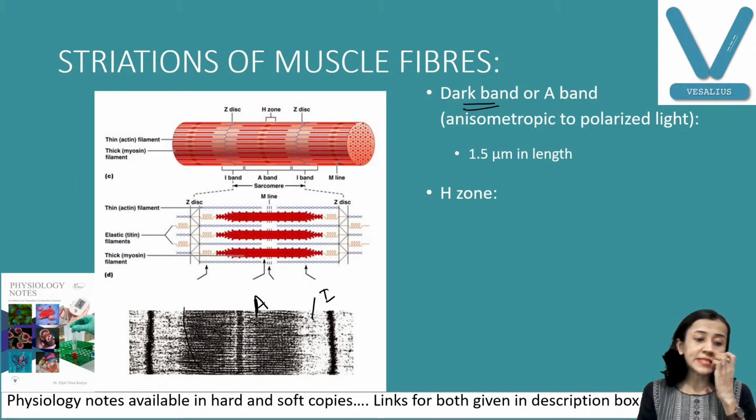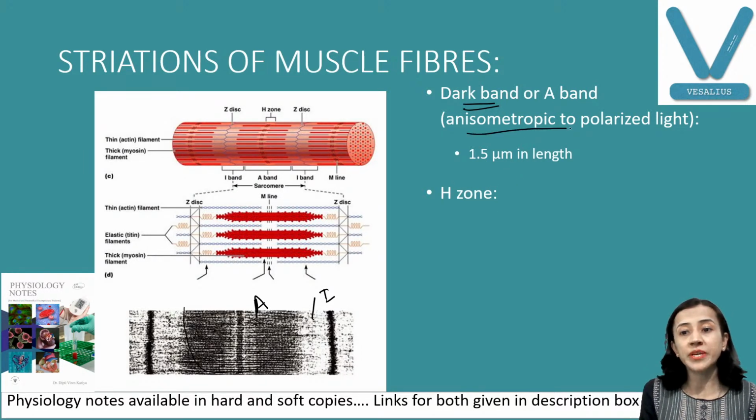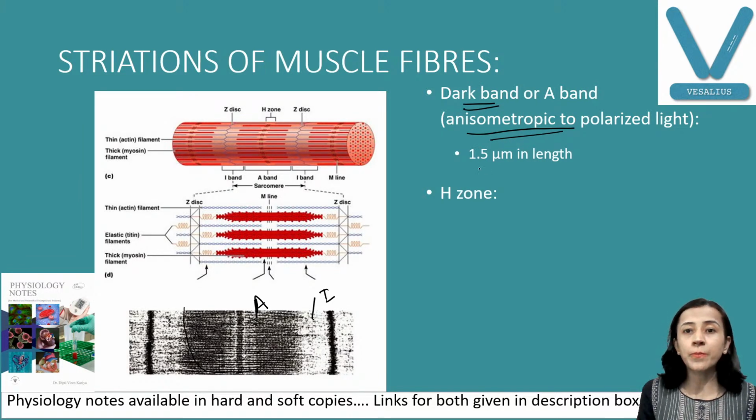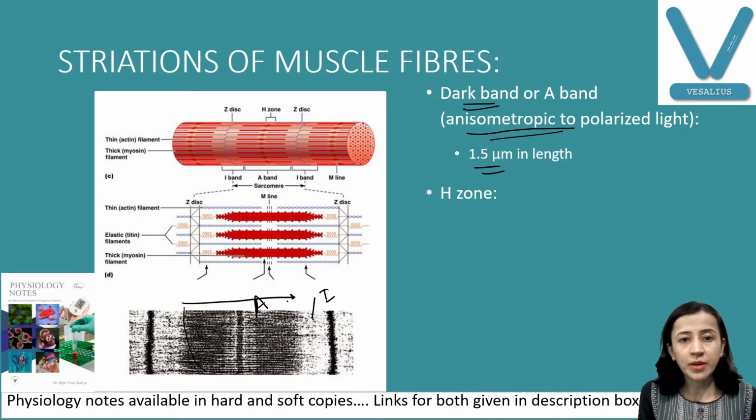Okay, now why is this the dark band or A band? The dark band or A band is so called because it is anisotropic to polarized light, and the length is 1.5 micrometer. This one, this much, 1.5 micrometer.